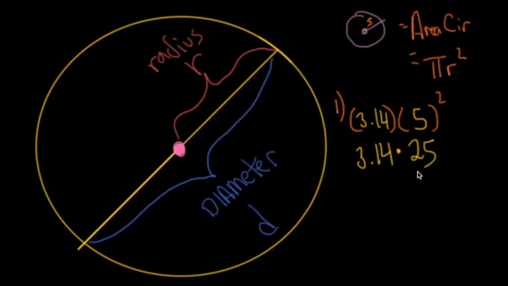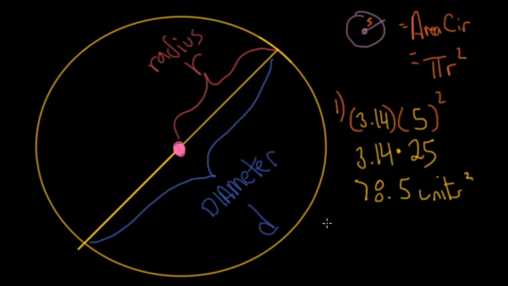And this is where if you have a calculator, your life would become so much easier, and you would get 78.5. I forgot to write down the units, so I'm going to write down units squared.